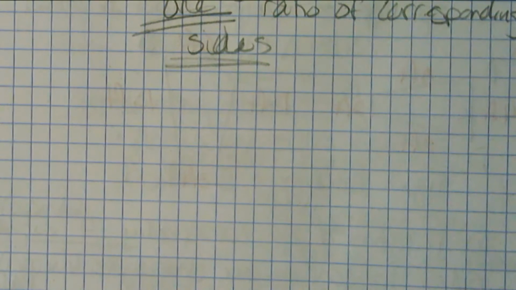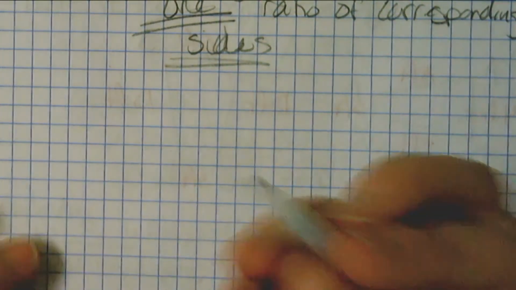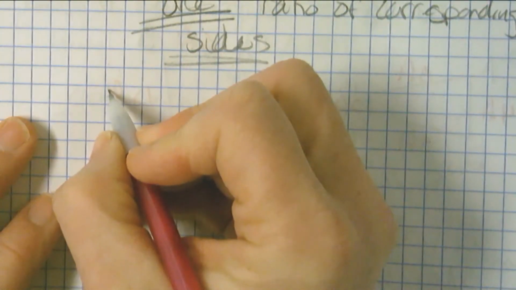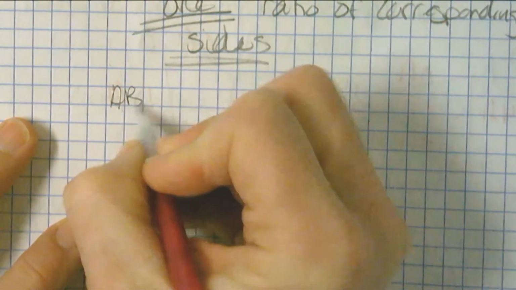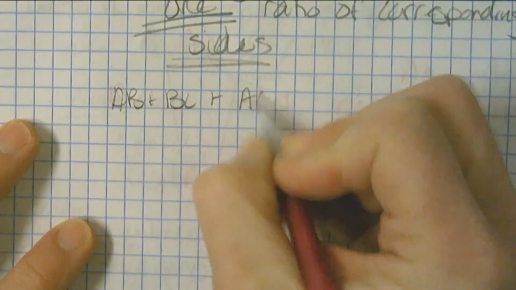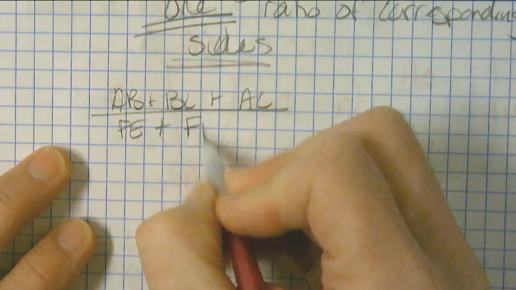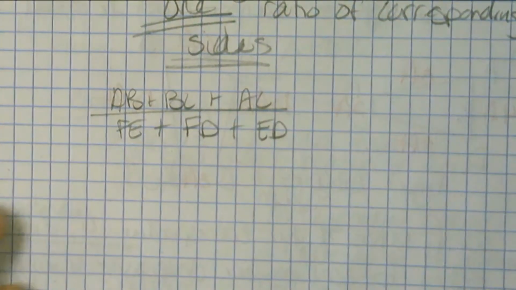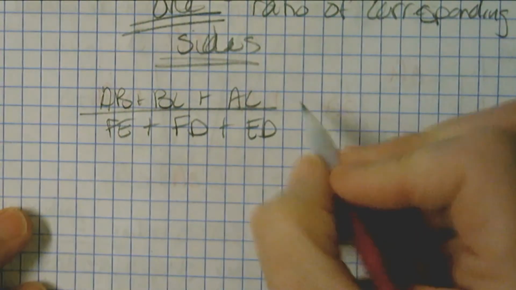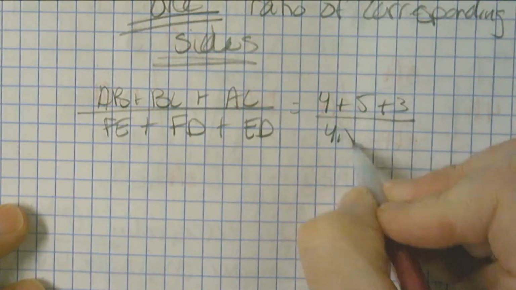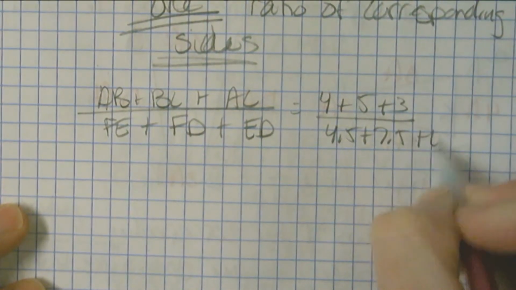Okay, but why are you doing that? Okay, why does that work? So this is what she did. She added, so she did AB plus BC plus AC, and she put that over FE plus FD plus ED. Is this what you're telling me you did? Okay, so you did 4 plus 5 plus 3, and you put that over 4.5 plus 7.5 plus 6.